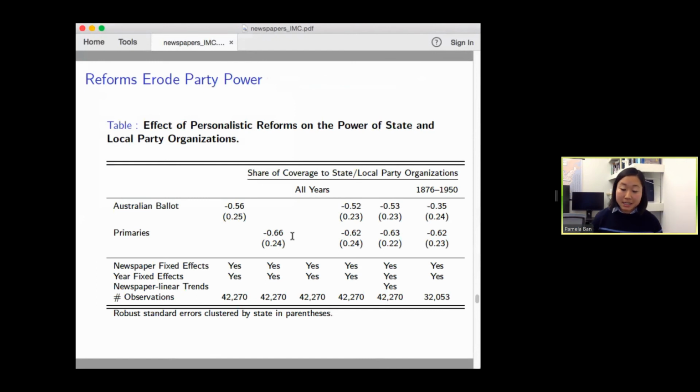And so not only have we mapped out and tracked the rise and fall of local and state party organizations in the U.S. across this century in American history, we can also explain that almost 20% of this decline came from the implementation of these two specific reforms here.